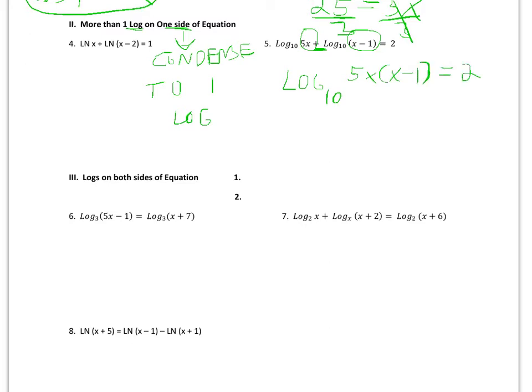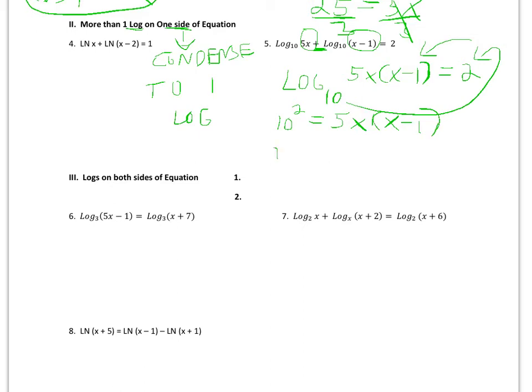And then now it's just like the problems that we did for the first section. You isolated the logarithm, so now you put this back into exponential form. So when I put it back in exponential form, it's going to be 10 squared equals the product of 5x and x minus 1. So I'll write this out. 10 squared equals the product of the arguments, 5x and x minus 1.